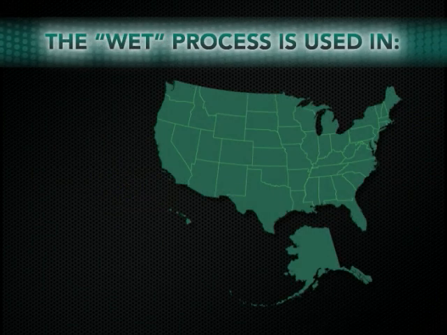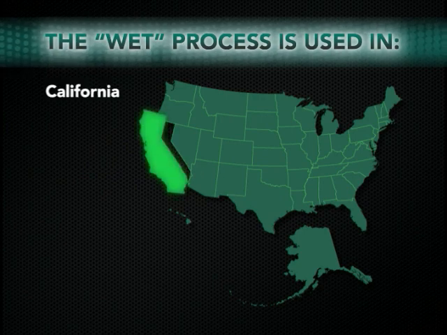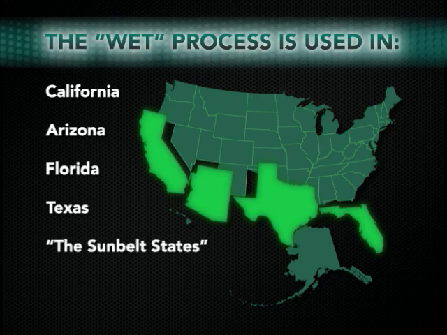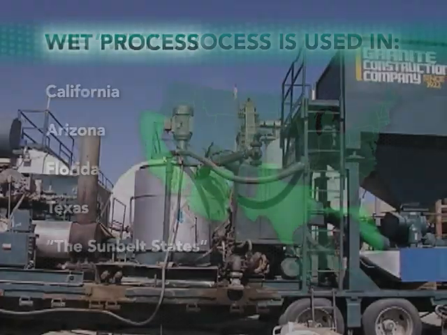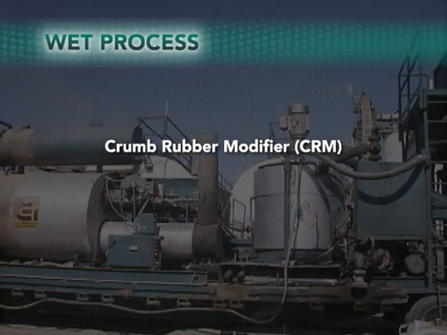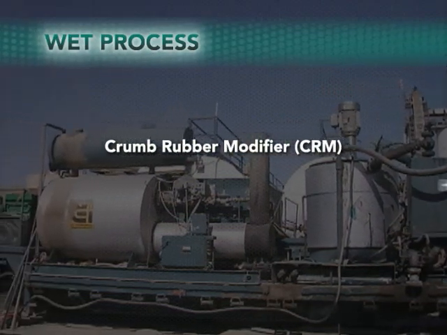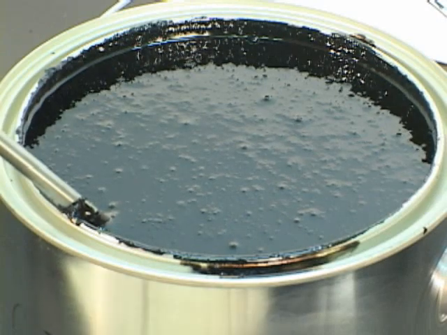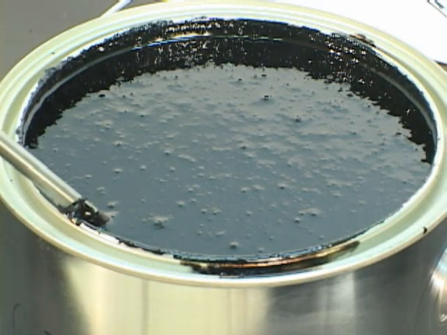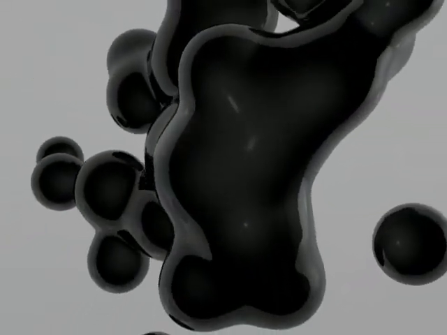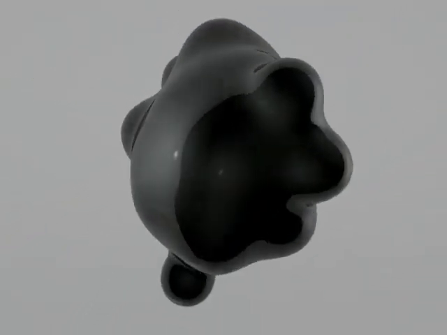The wet process is widely used in California, Arizona, Florida, and Texas, the states commonly referred to as the Sun Belt states. The wet process requires thoroughly mixing crumb rubber modifier, known as CRM, into hot asphalt cement. The resulting blend must be held at an elevated temperature for a designated period of time to permit an interaction between the CRM and the asphalt cement.